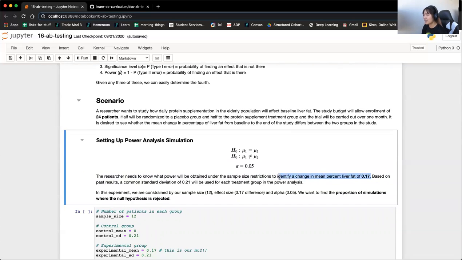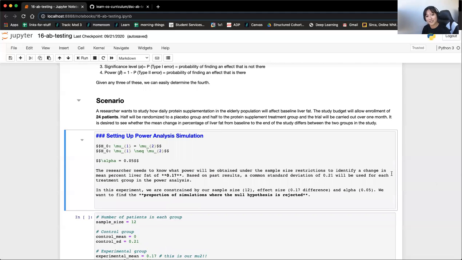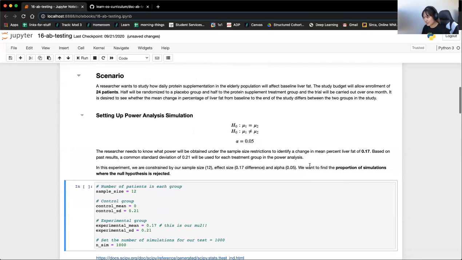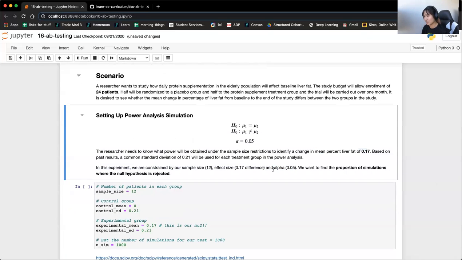in this situation, they have an effect size that's already determined. They know that for this drug to be effective, we want to show a 0.17 difference in this liver fat percentage. So that's another constraint. What we have constrained here is the difference that they're looking for, and in this case, this would be our effect size. Our final constraint that we have here is our alpha of 0.05.